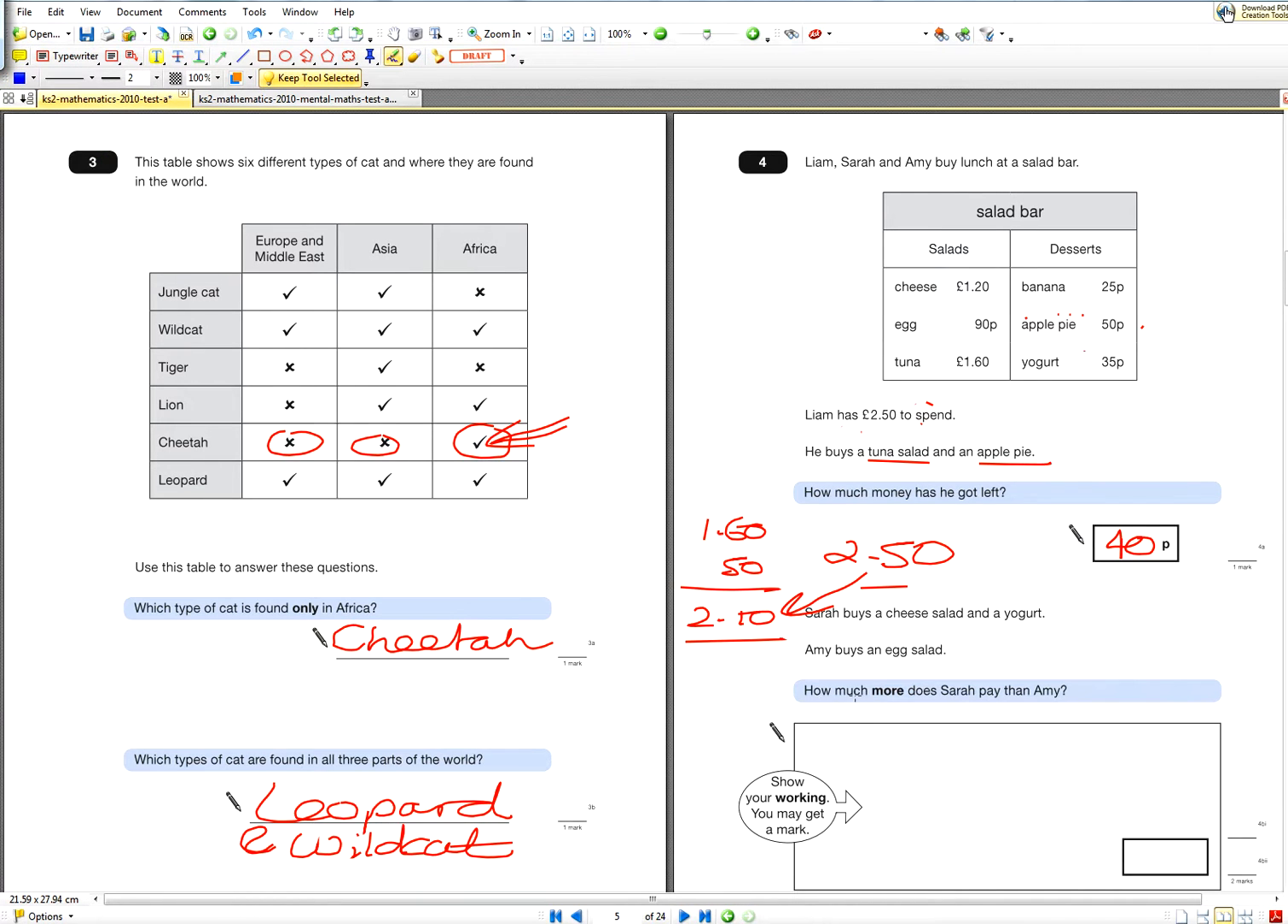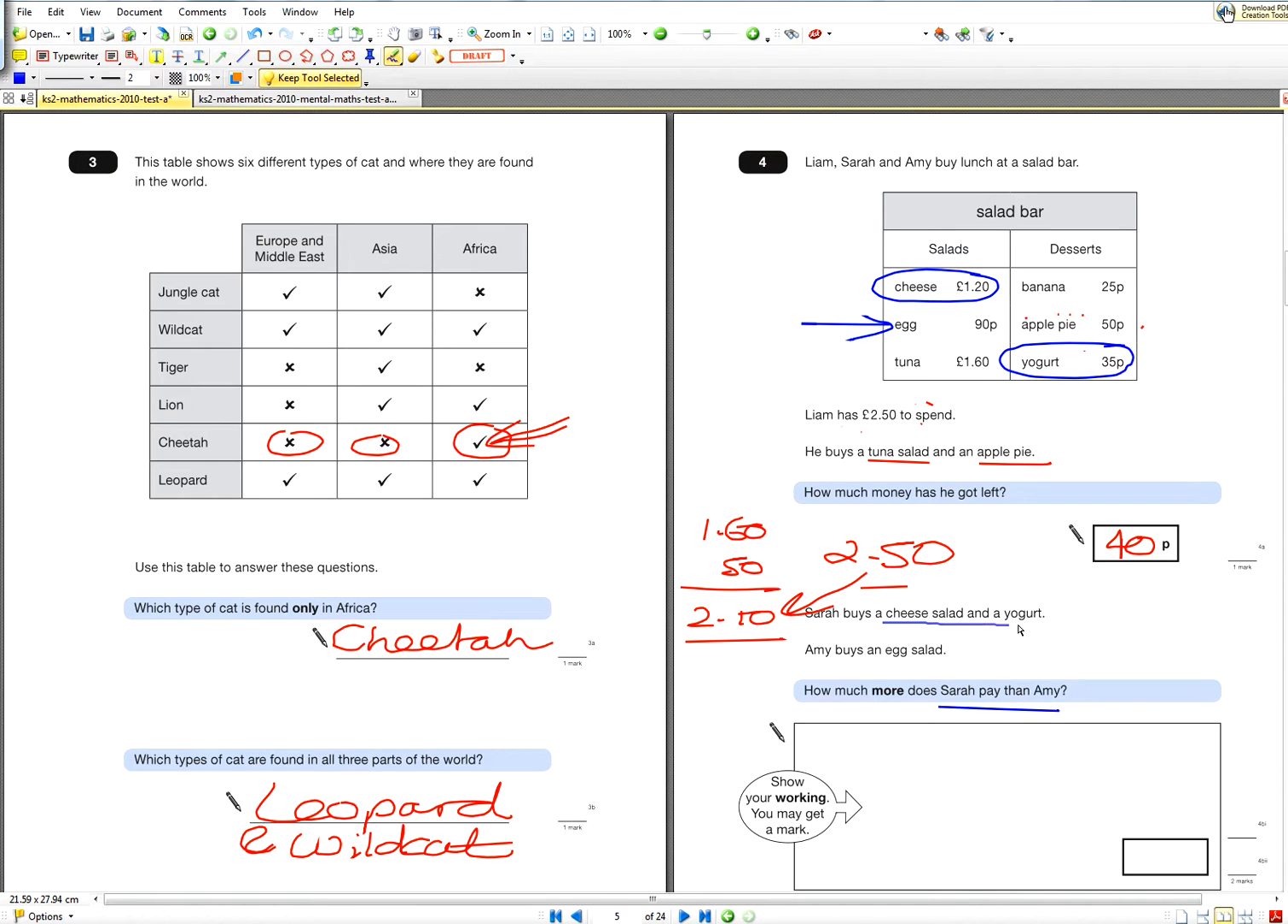So it goes, Sarah buys a cheese salad. Cheese salad is here in the salad section. And she buys a yogurt over here. Goes there. Amy buys an egg salad. How much more does Sarah pay than Amy?